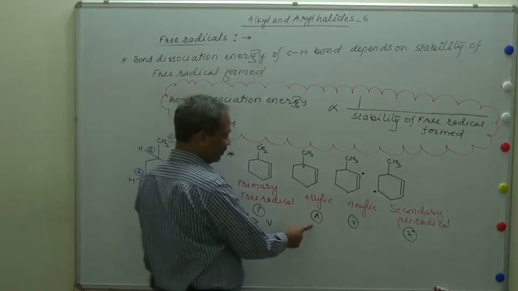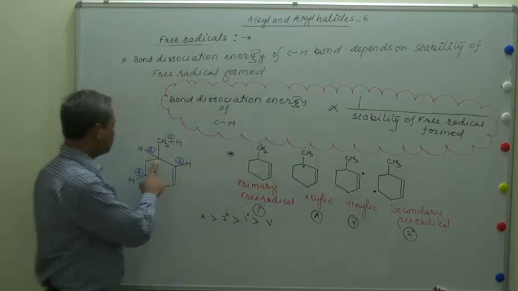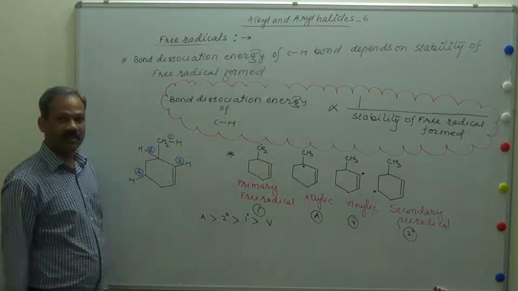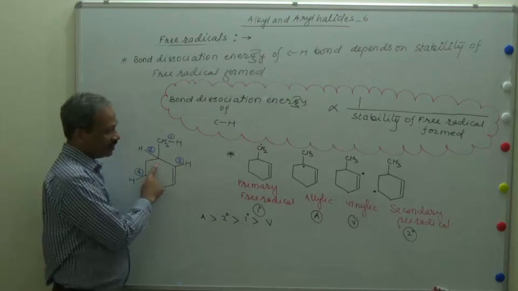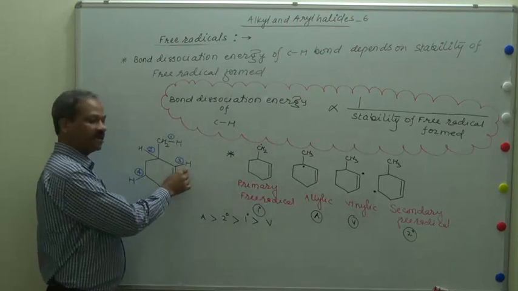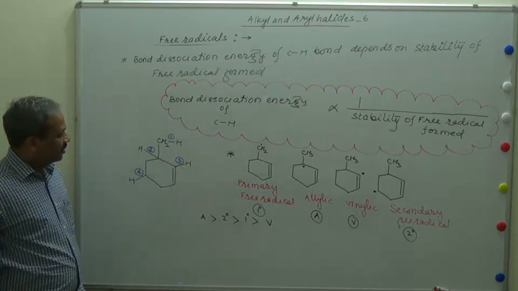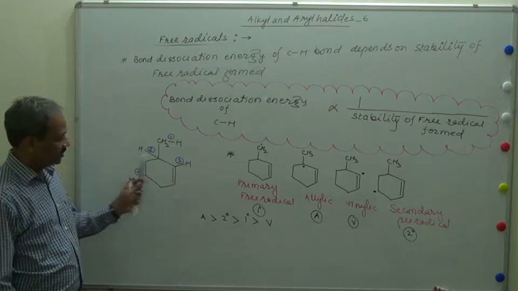So allylic free radical is most stable and it is formed by the cleavage of second CH bond. So bond dissociation energy of second CH bond is the lowest bond dissociation energy. And vinylic free radical is formed by the cleavage of third CH bond. So its bond dissociation energy is the highest bond dissociation energy in this case.